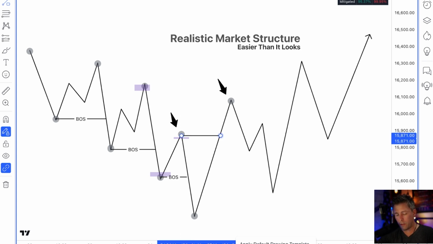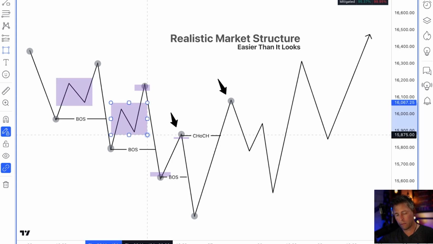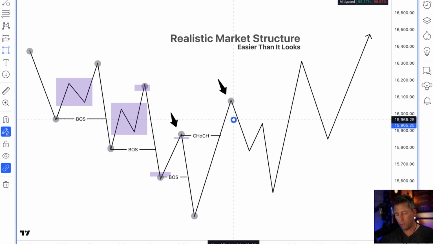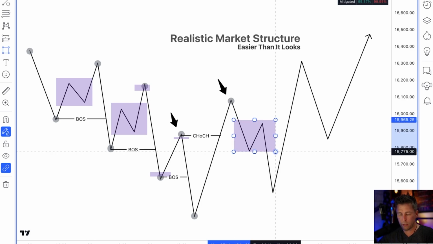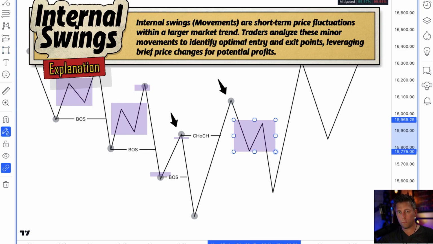This is a change of character. This is a price shift. Price is shifting now, so momentum is shifting back in the opposite direction. Now, the internal swings that happen, we are ignoring, right? Based on what we just learned, we're ignoring these. We're not taking trades based on the internal movements. We're taking trades based on the external movements.